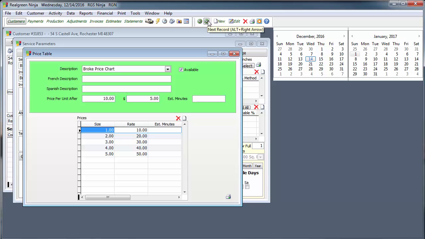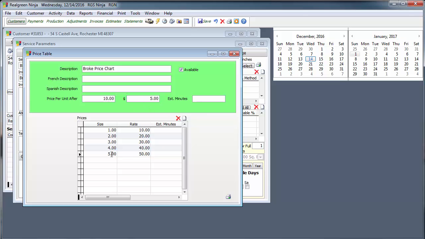The other thing that jumps out at me is this price per unit after. This really trips up a lot of people that are having problems with price charts. The thing you have to remember is whatever this last number is, that's what this number should be on that price chart. Because if I added this job to a customer that had a size of 10, it would actually calculate, because it says after 10, add $5 per full unit. So I'm going to hit edit mode, see whatever this last number is, and update this number to match.